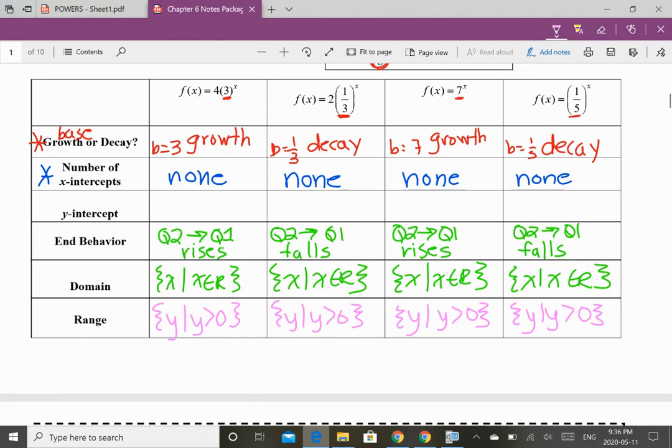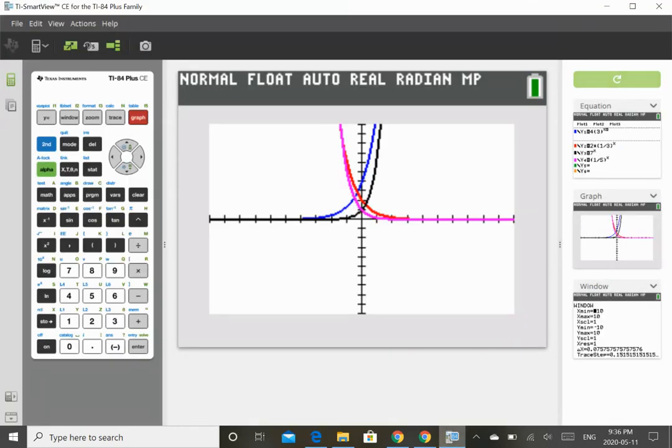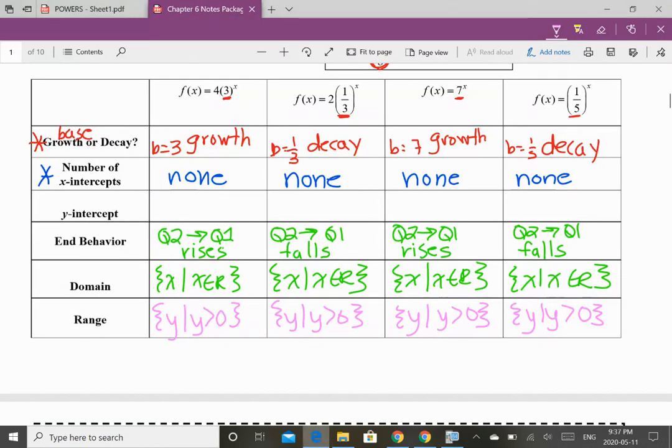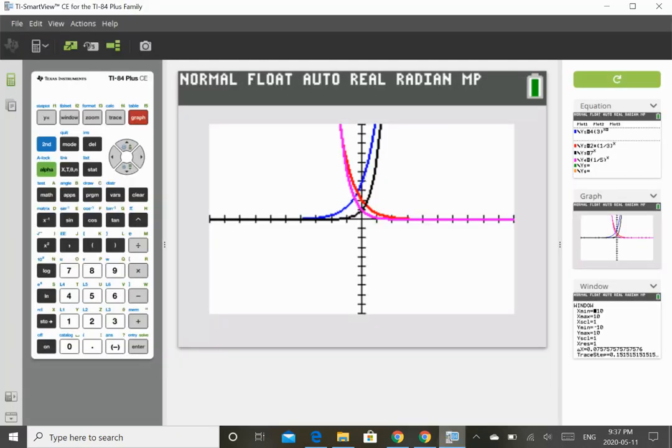Here's our end behavior, and indeed we can see all of these functions all start in quadrant 2. The exponential growth rise into quadrant 1. The exponential decay fall into quadrant 1. We can see our domain is x is an element of the reals. We start at negative infinity and end at positive infinity. There's no breaks or gaps or anything. The exponent is unlimited. It can be whatever it wants.